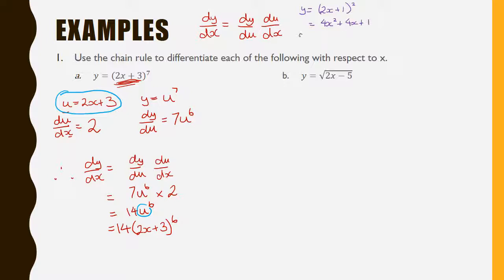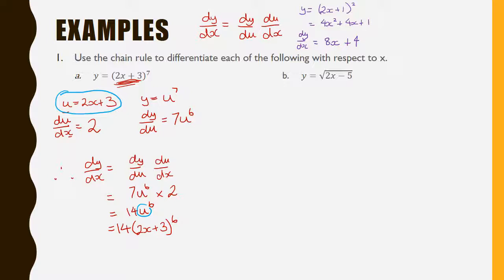If I differentiate this, dy/dx, I multiply by the power: 4 times 2 is 8, and subtracting 1 from the power gives x. Then I multiply by the power again: 4 times 1 is 4, and subtracting 1 from the power gives x to the power of 0. But we know that x to the power of 0 is equal to 1, so I don't need this term there at all. So this is how we would have differentiated it using methods 1 and 2.